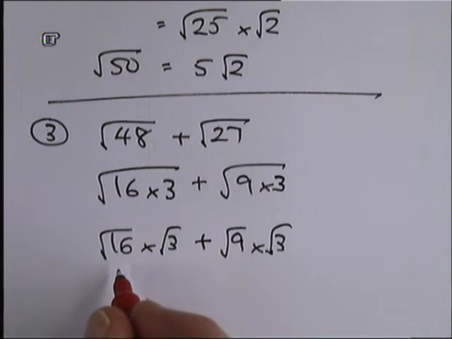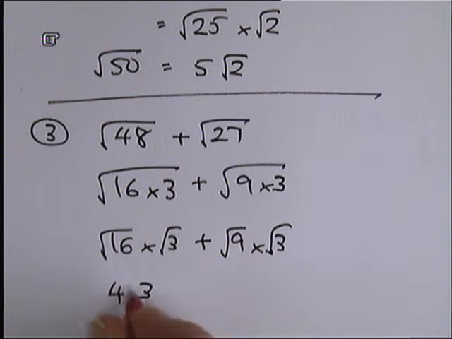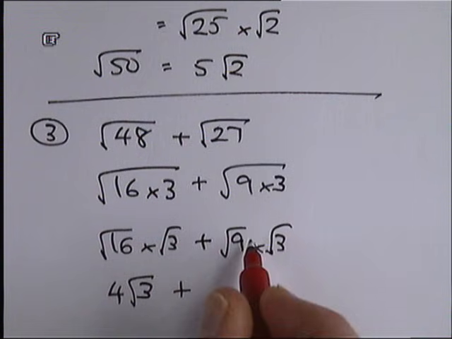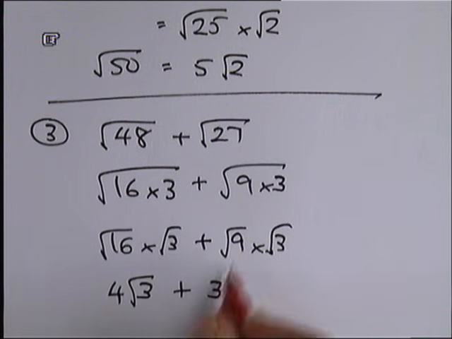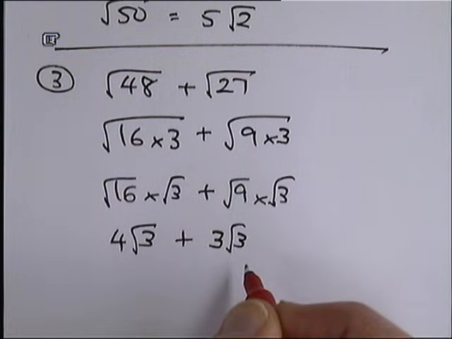The square root of 16 is just 4. So this left-hand side is the same as 4 lots of root 3. On the right of my plus, root 9 is 3. So I've got 3 lots of root 3. So I've got 4 lots of root 3 plus 3 lots of root 3.